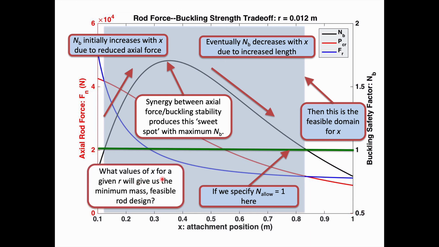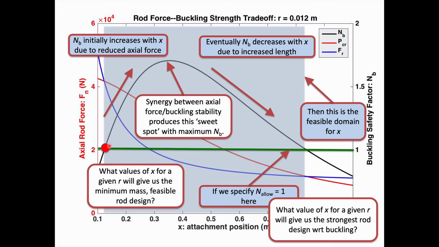What values of x for this given radius will give us the minimum mass feasible rod design? So we have to stay in this feasible domain. If we are holding r fixed, then to reduce mass, we need to reduce x, which is going to reduce the length of the rod. So the smallest mass feasible design is going to be right here. What value of x for a given radius will give us the strongest rod design with respect to buckling? That's going to be this green point up here.